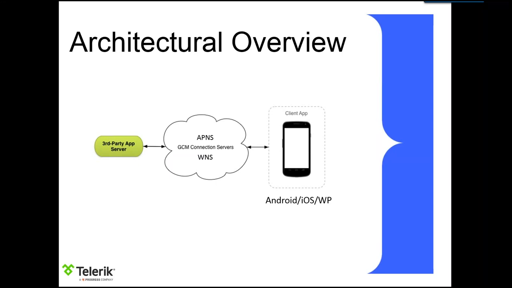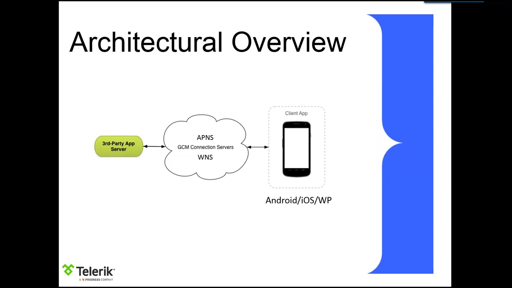So you need something called an APNS, or Apple Push Notification Server, or a GCM connection server, or a Windows notification server, right? You need these because push notification is not something that Telerik or anybody else in the industry owns. It's a feature of the operating system itself. It's a feature of the mobile OS platform itself.